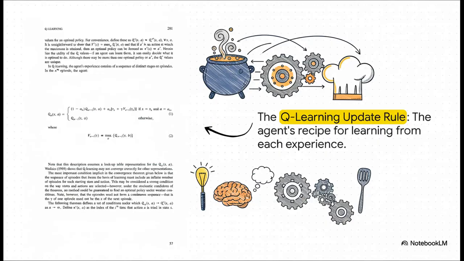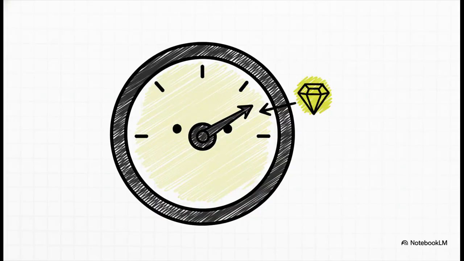And this right here is the engine that drives all the learning. I know, this formula might look a little intense, but it's really just the specific recipe for that fourth step, for adjusting the Q value. It's how the agent turns raw experience into actual knowledge. Let's just break it down into plain English.